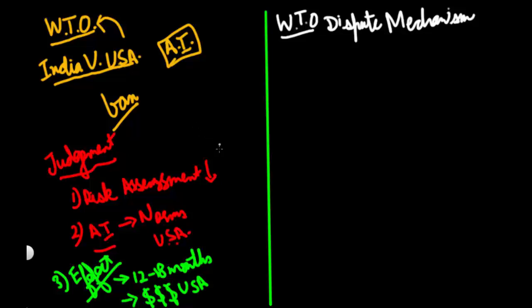Now, what is happening in this? See, the WTO dispute mechanism is based on a few principles. And what are those principles? These are the same principles of justice which are applied everywhere, and one of them is equity, and then justice has to be fast, only then it is good, and only then it will be effective.